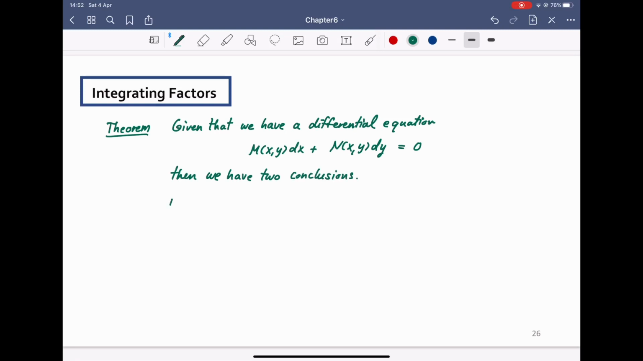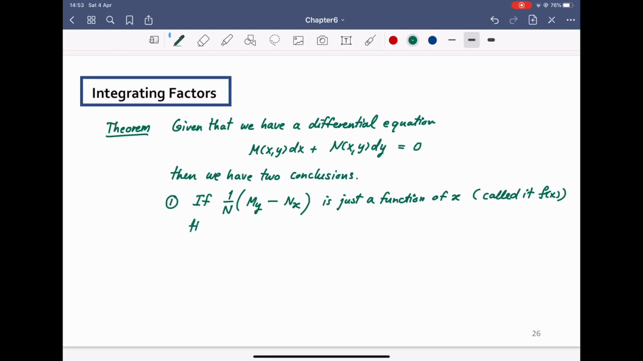First, if you compute M_y minus N_x, and then you multiply it by 1 over N, and this thing is just a function of x, we call this thing f(x), then the integrating factor is mu = e^(integral of f(x) dx). So this is the first conclusion.